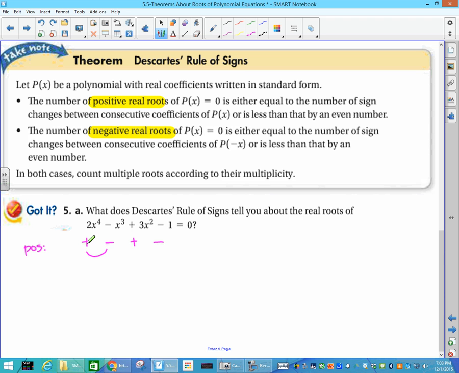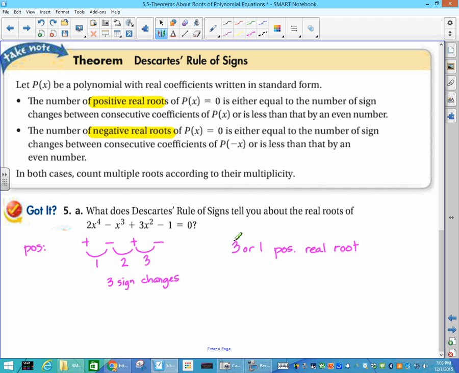Is this a sign change? From positive to negative, that's a sign change, so that's 1. And then if I go from negative to positive, that's a sign change, so that's 2. And then from positive to negative is another one. So I have 3 sign changes. Now, let's write this first. Because I have 3 of them, I will have 3 or 1 positive real root.